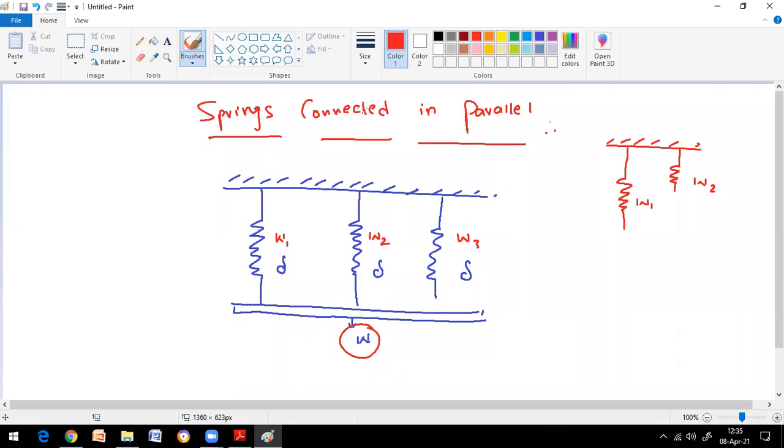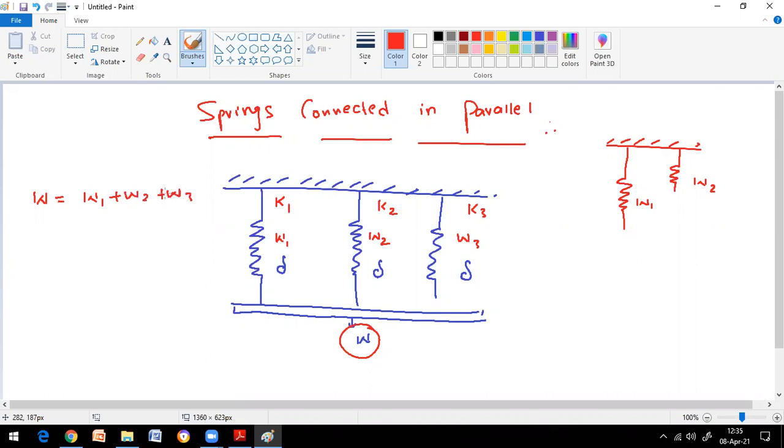What happens to the stiffness? Stiffness depends on the load. The springs have stiffness K1, K2, and K3. So the common parameter here is that the extension of the three springs is equal, while the sum of the loads carried by each spring is equal to the external load. So the external load W is the summation of W1 plus W2 plus W3.